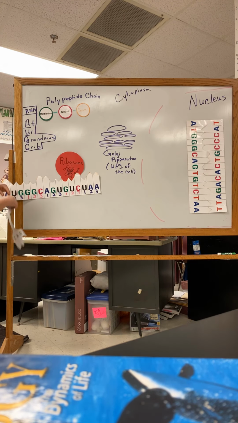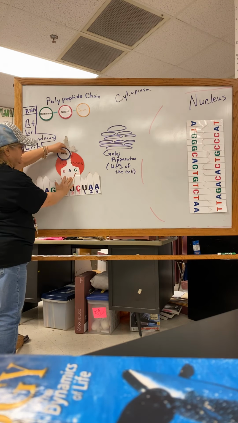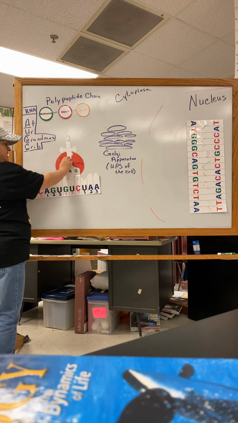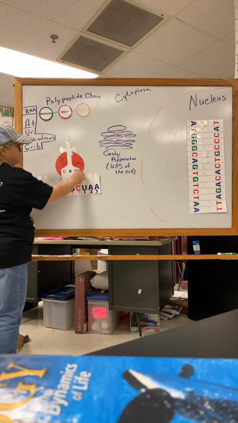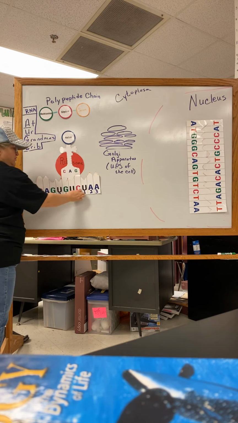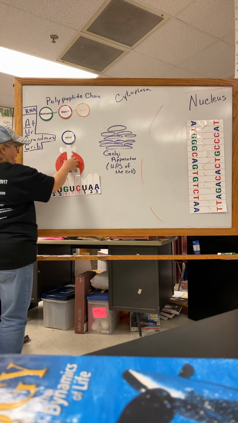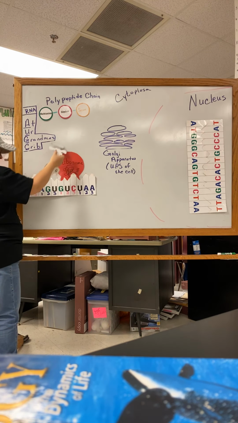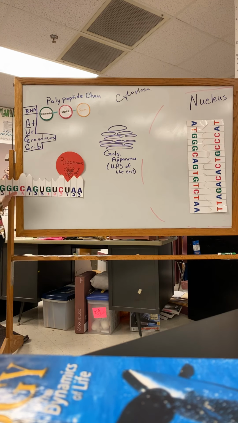All right, so GUC has the anticodon of CAG. CAG is your translator, or tRNA. It translates GUC to the ribosomal RNA. And what is the amino acid that GUC makes? That is correct. It makes valine. All right, so then what happens next? That's correct. The messenger RNA moves over to the last codon.